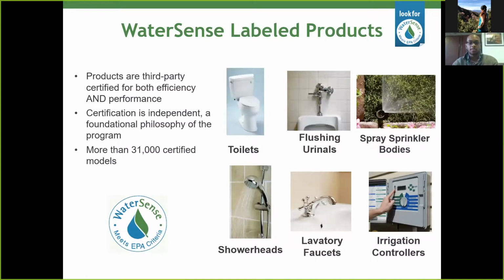As I mentioned, we have about 31,000 certified product models on the market already. That includes toilets, urinals, shower heads, and faucets. And then for outdoor products, we have recently labeled spray sprinkler bodies with integral pressure regulation. And we have irrigation controllers. And I'll be talking a little bit more about both of those later on in the presentation.